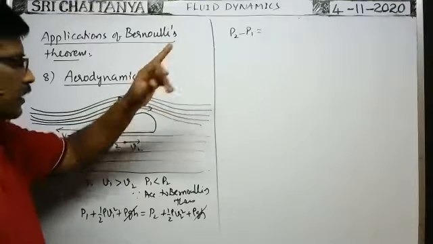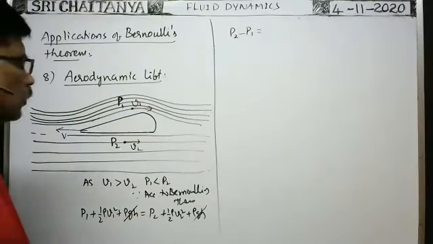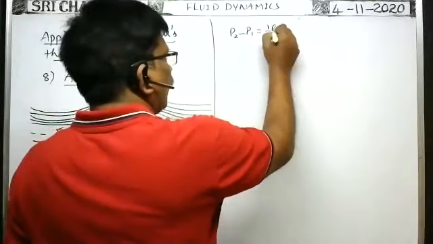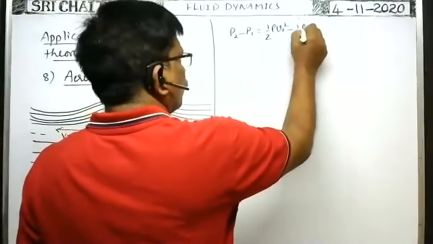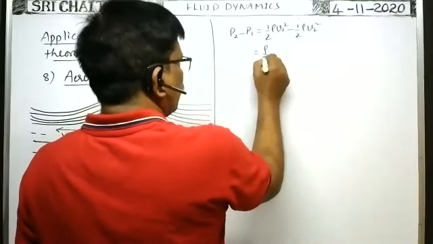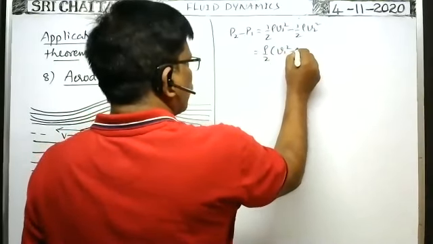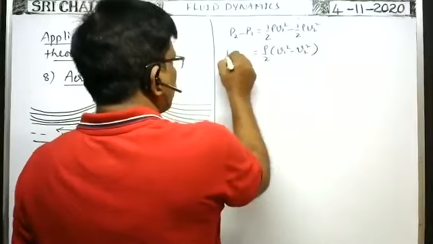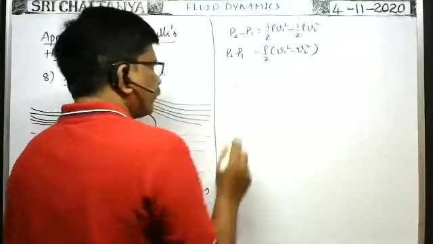Okay, that pressure difference across the aircraft wing, P2 minus P1, is equal to half rho V1 square minus half rho V2 square. Therefore this is equal to rho by 2 into V1 square minus V2 square. This is the pressure difference across the aircraft wing.